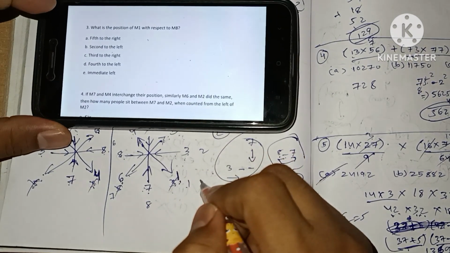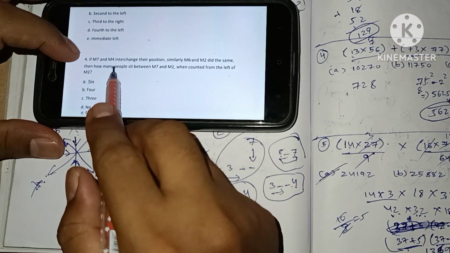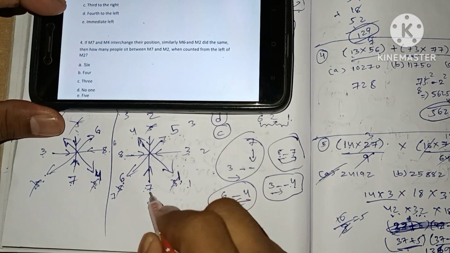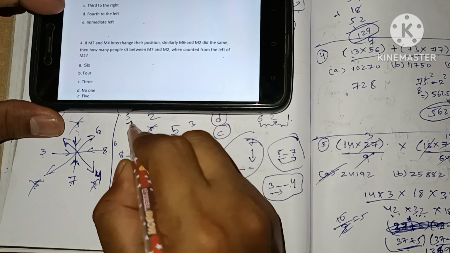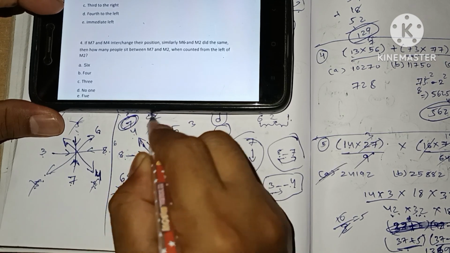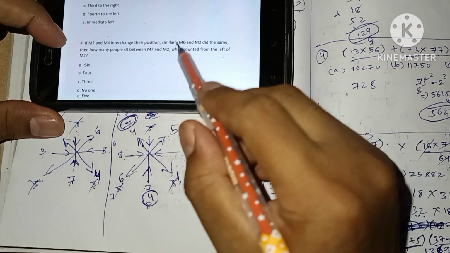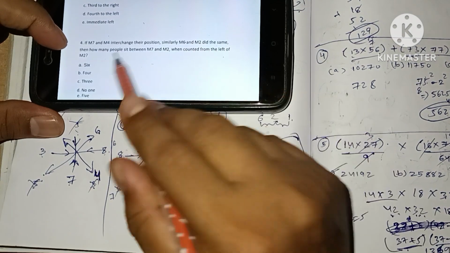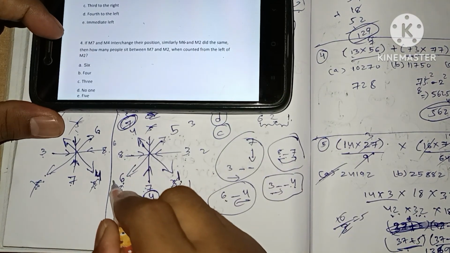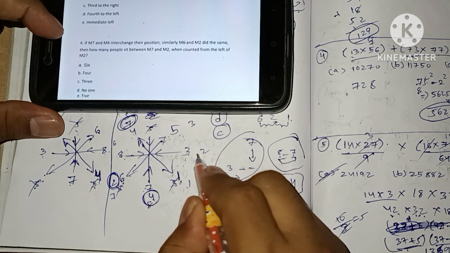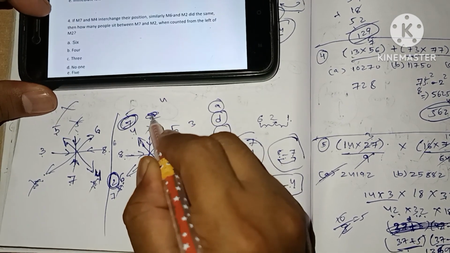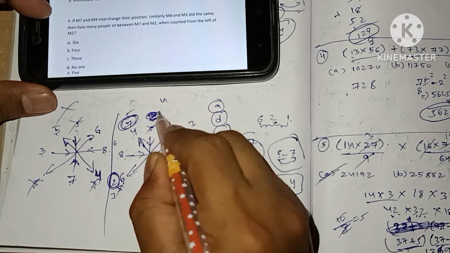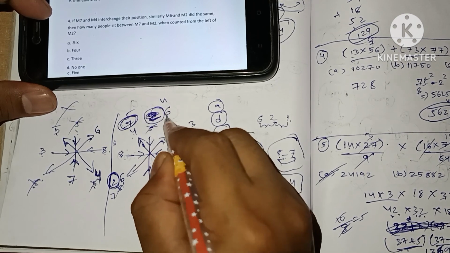Next, fourth one, 7 and 4 interchanged, so this is a place for 4 now, and this is a place for 7. Now 6 and 2 did the same. Instead of 6 it is a place for 2. Instead of 2, where is 2 here? 2 is here. Instead of 2 we need to write a 6.